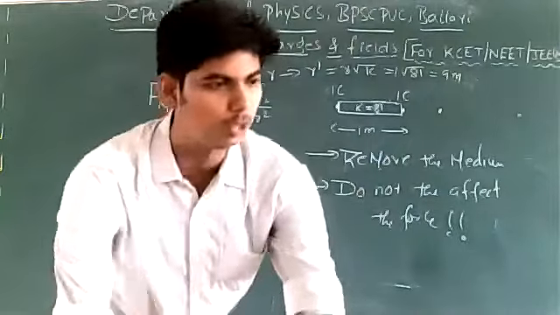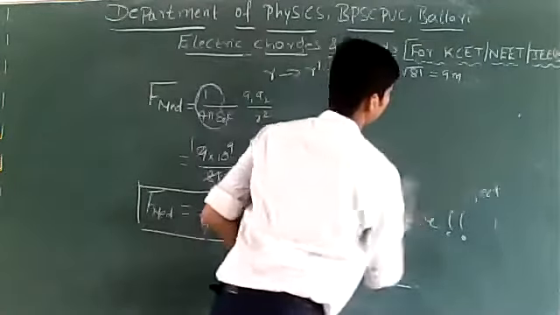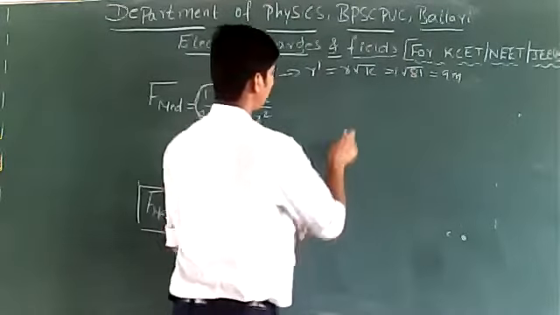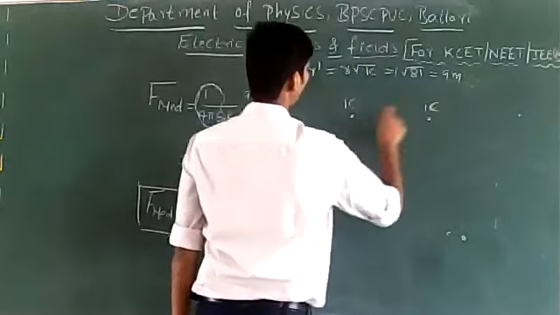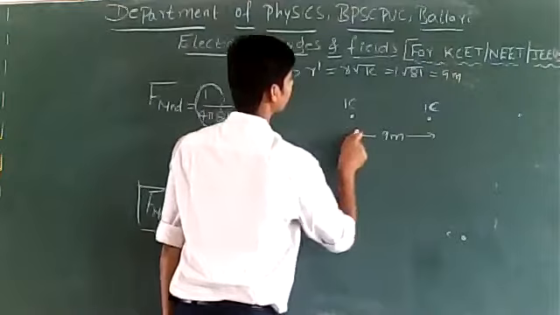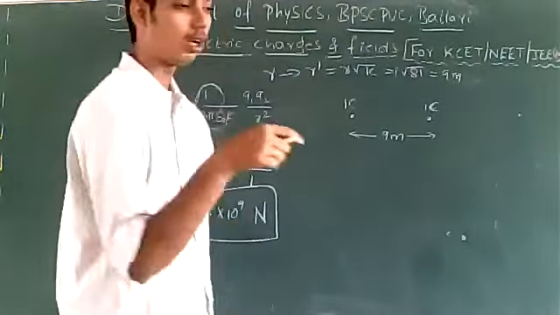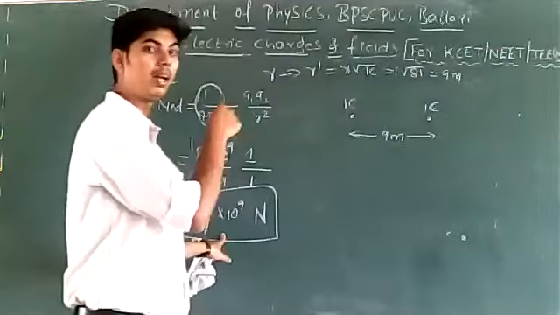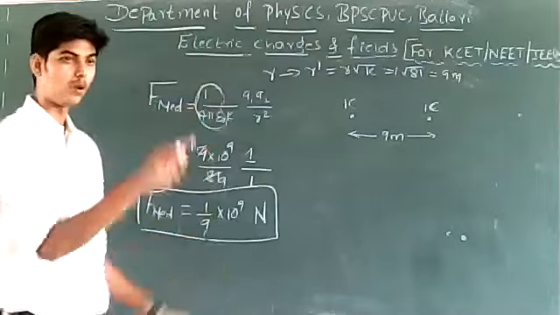Can you even calculate it? Okay, I'll remove the medium now. I'll keep the charges the same, 1 coulomb and 1 coulomb. And I have removed the medium and I have made the distance between the 2 point charges equal to 9 meter. Now I should get the same force. Whatever force there was in the medium, after removing the medium and increasing the distance, the same force should come.